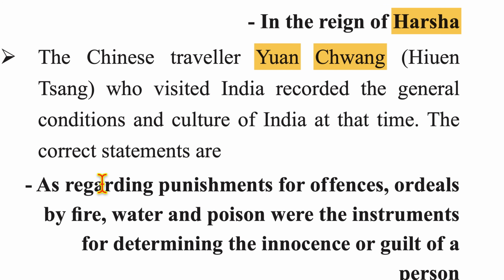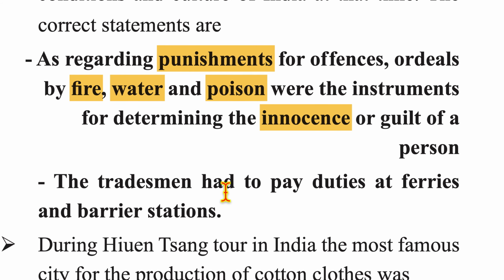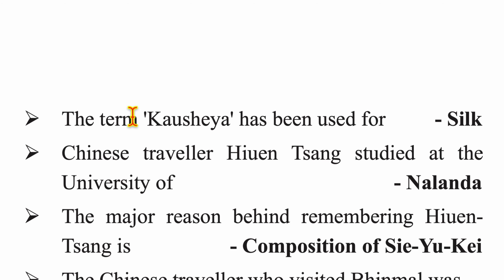The correct statements are: as regarding punishment for offences, ordeals by fire, water, poison were the instruments for determining innocence or guilt of a person. The tradesmen had to pay duties at ferries and barrier stations. During Yuan Sang's tour in India, the most famous city for production of cotton clothes was Mathura. The term Kushia has been used for silk.